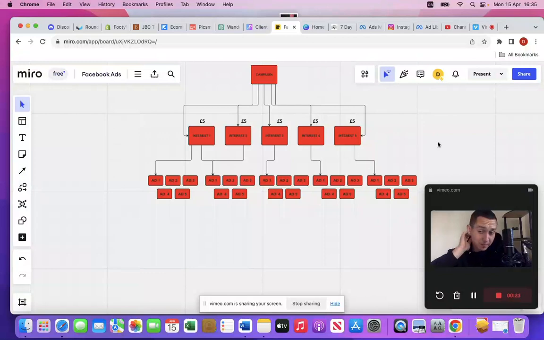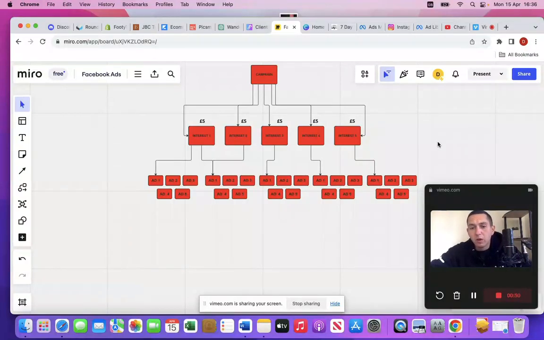Now, within Facebook, you have three different levels. You have a campaign, you have an ad set level, and then you have your ads. Basically, the campaign is pretty much what you would call it. So if you were to call something, let's just say Nike, then the ad set level could be Nike Air Forces, the next ad set level could be Nike running trainers, and the next one could be Nike casual trainers.